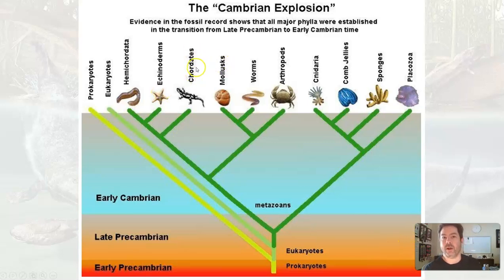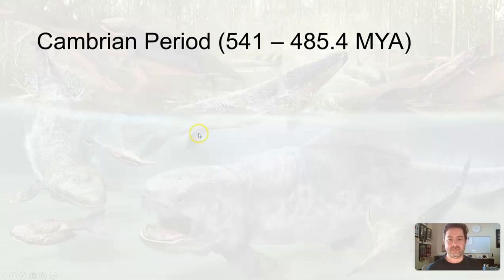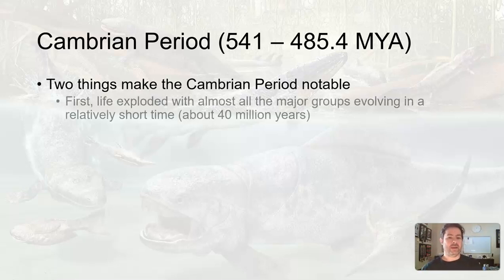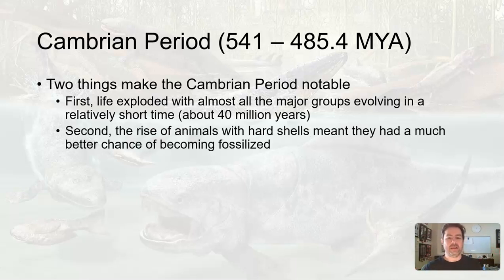Including chordates. That's where we're at. Things with a spine, a backbone. That's where this is. Okay, so again, the Cambrian period, about 541 million years ago to 485.4 million years ago. Two things make the Cambrian period notable. Again, the explosion of life, of all major groups evolving in a relatively short time. So that's why it's, oh my gosh, all of this life is here all of a sudden in 40 million years. That's a short amount of time.